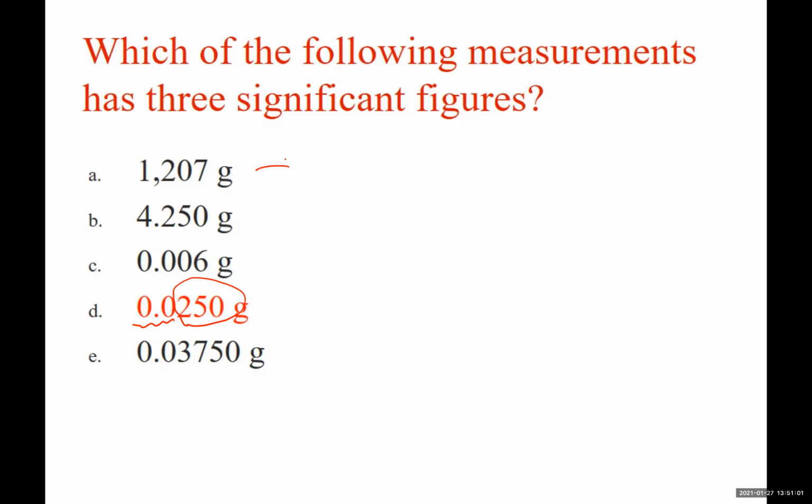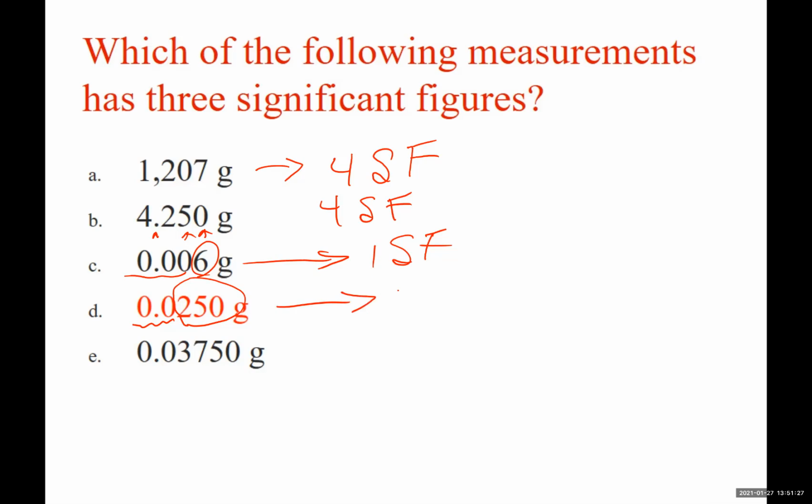How many here? 4 sig figs. How many here? 4 sig figs. The 0 is after the decimal point, after a digit. It is significant. How many here? Just 1 sig fig. The zeros before a digit are not significant. How many here? 3 sig figs. How many here? 4 significant figures. These 2 are not significant. They are zeros before a digit.